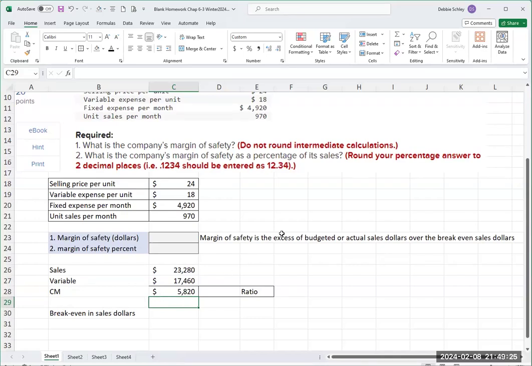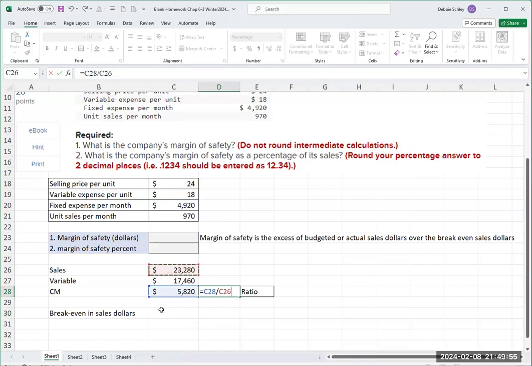Okay, so the definition of margin of safety is the excess in total sales that you have over and above your break even in sales dollars. So that's where I'm headed right now. In order to get my break even point in sales dollars, I need to know my contribution margin ratio. And again, to do a ratio, you do the part, the contribution margin, divided by the whole, which is sales, because we want to know how much is contribution margin of sales. So that gives me a 25% ratio.